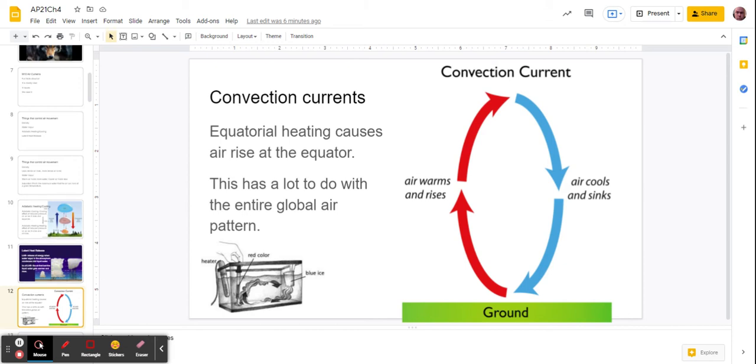But equatorial heating causes air to rise at the equator. So you're at the ground, the sun's blaring on this thing, it gets hot, it rises, but as it rises, it expands and cools. And then once it gets cool, it pushes down, and you get yourself a cycle. This has a lot to do with the entire global air pattern now. I have a video. If you want to Google this, put convection current tank, and you'll see examples of this. You can see how the blue will push over and the red will push over, and you make this nice little circle. Okay.